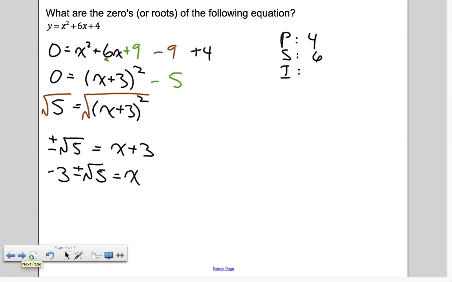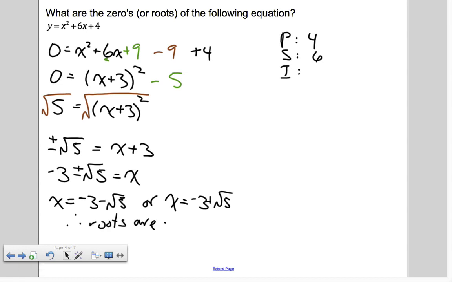So the value of x is -3 minus the square root of 5, or x equals -3 plus the square root of 5. So therefore our roots are -3 minus root 5 and -3 plus root 5.